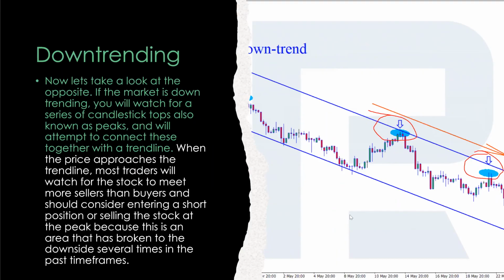Because at this peak here, or the top of the downtrend, this is an area that has broken to the downside several times, keeping the downtrend intact. So you'll notice here that the downtrend is being held with support here and being held with resistance here. So you should see these tops as opportunities to sell or close your positions or possibly enter shorts.